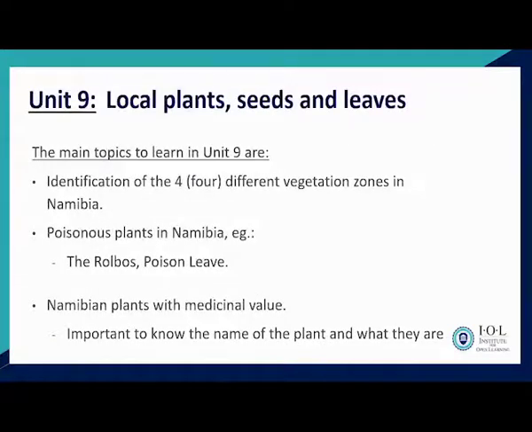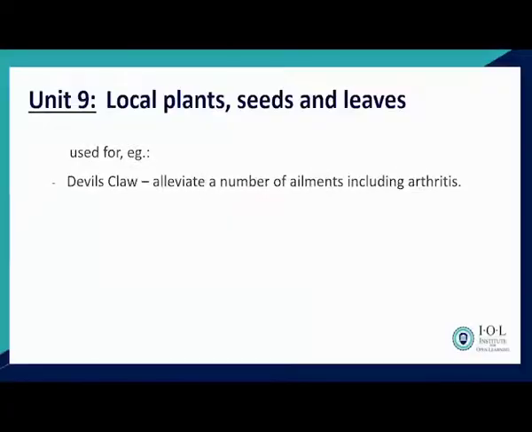Unit 9. Local plants, seeds and leaves. The main topics to learn in Unit 9 are identification of the 4 different vegetation zones in Namibia. Poisonous plants in Namibia, for example, the rooibos or the poison leaf. Namibian plants with medicinal value. Important to know the name of the plant and what they are used for. For example, devil's claw alleviate a number of ailments, including arthritis.